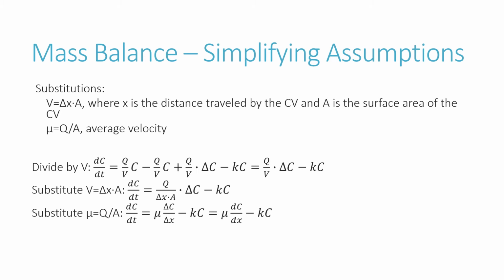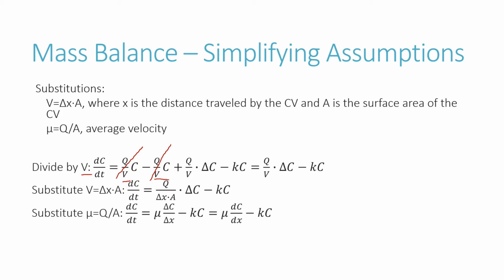To simplify the mass balance, we can make substitutions to eliminate or transform unknown variables into knowns. The first transformation we will make is to divide both sides by V. This eliminates V from the reaction term and moves it to the left-hand side. So again, we are going to divide by V so that we get this term here, which will cancel out.